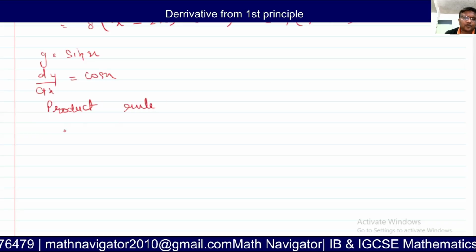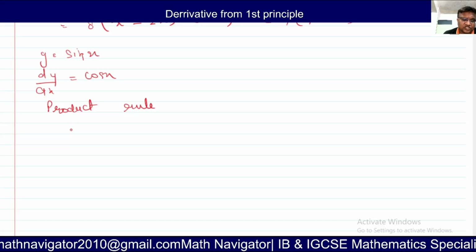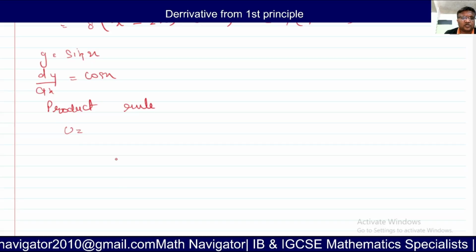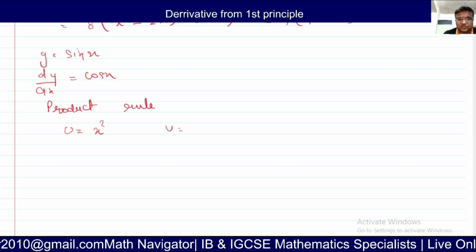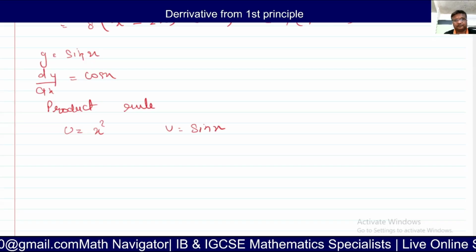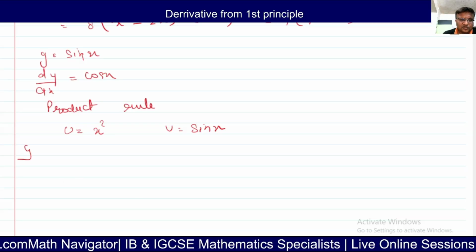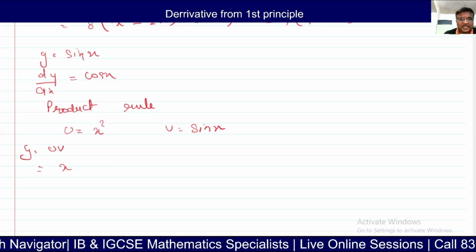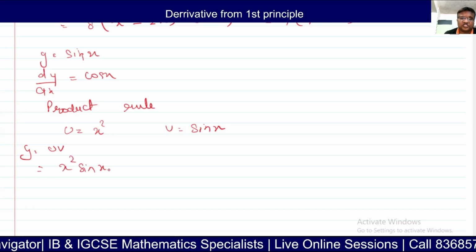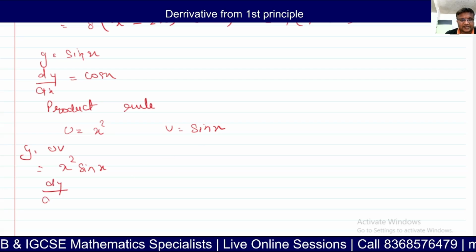So what is a product rule? Let's say one function is u equal to x squared and v is equal to sine x, right? So if I say my y is equal to uv, that is the product of two functions. So this becomes x squared sine x. I want to differentiate this. That means I want to find dy by dx.